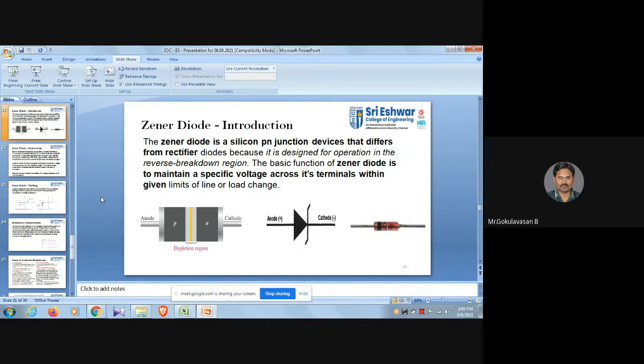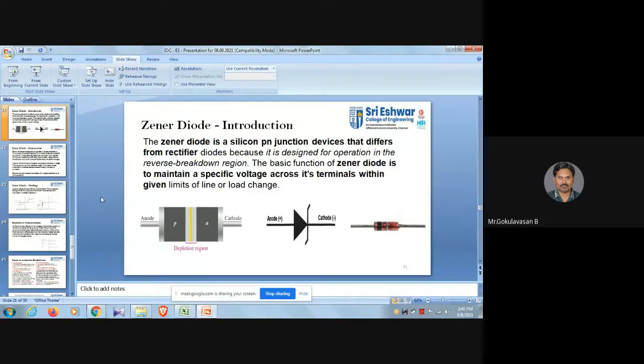So what happens is current gets reduced. Okay, but if I use a Zener diode, that particular thing can be rectified. The basic function of a Zener diode is to maintain a specific voltage across its terminals within the given limits of line or load changes. Look at the diagrams here.